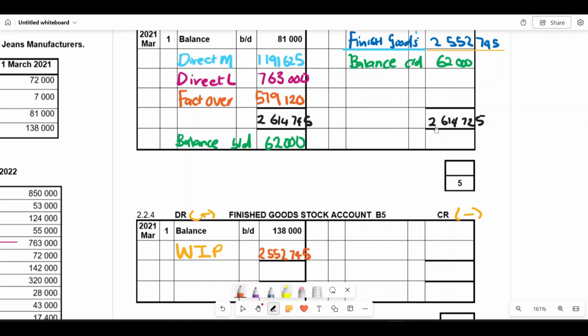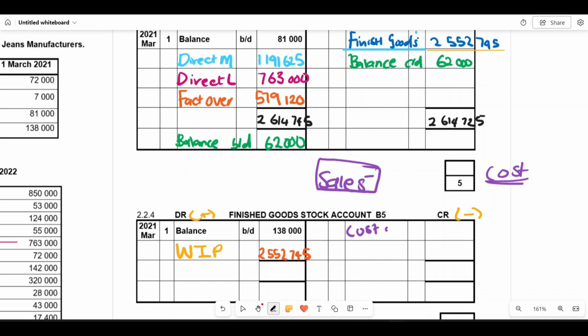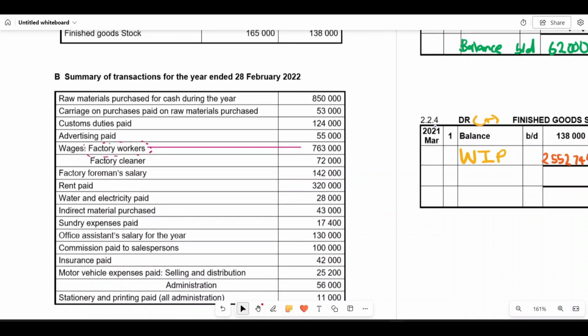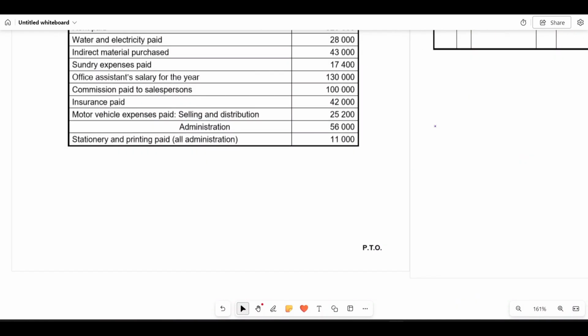Now, remember, what is that one transaction that decreases your finished goods? This is if you're making sales, right? And remember, these finished goods that you are selling, you would need to recognize them on your credit side at their cost. Always, they should be in terms of their cost, right? So here I'm going to write my cost of sales. Now, let me see if I have any information that relates to my finished goods being sold.